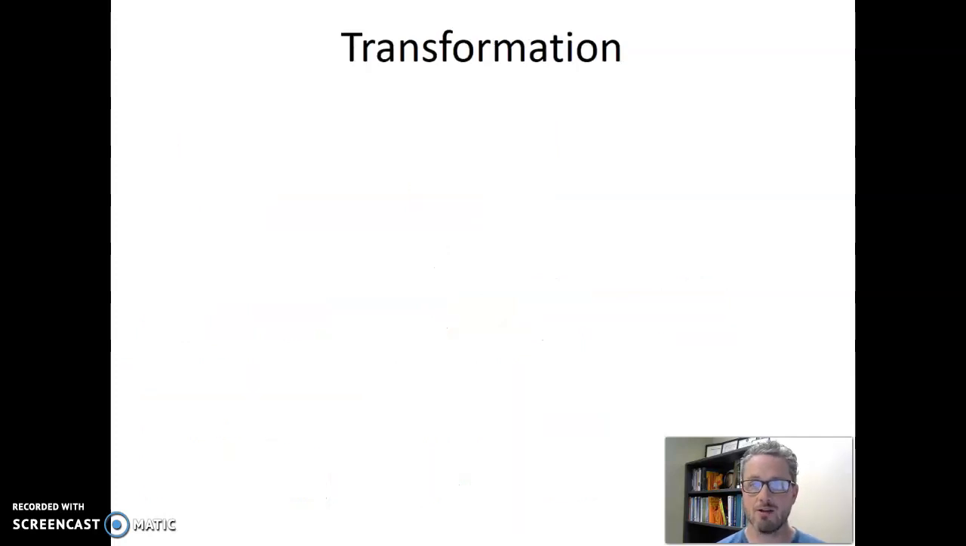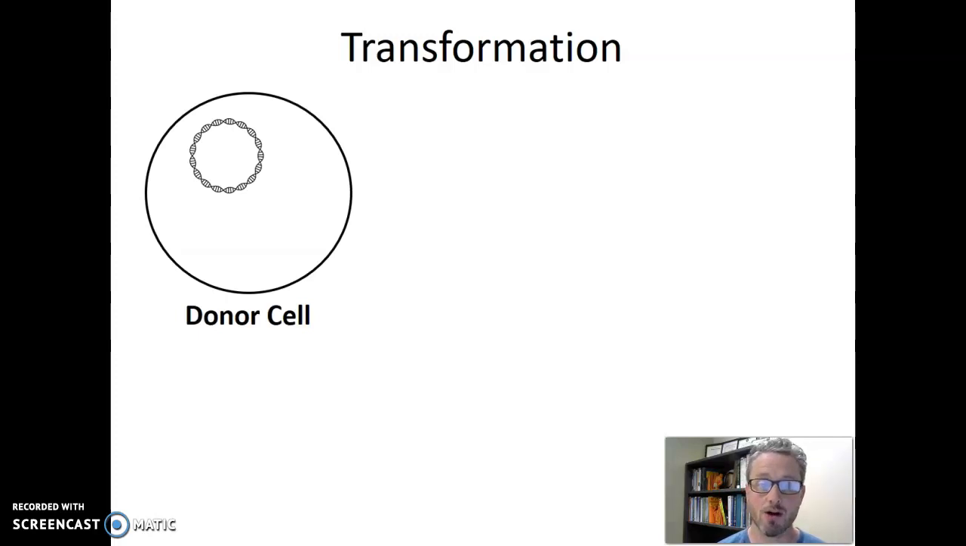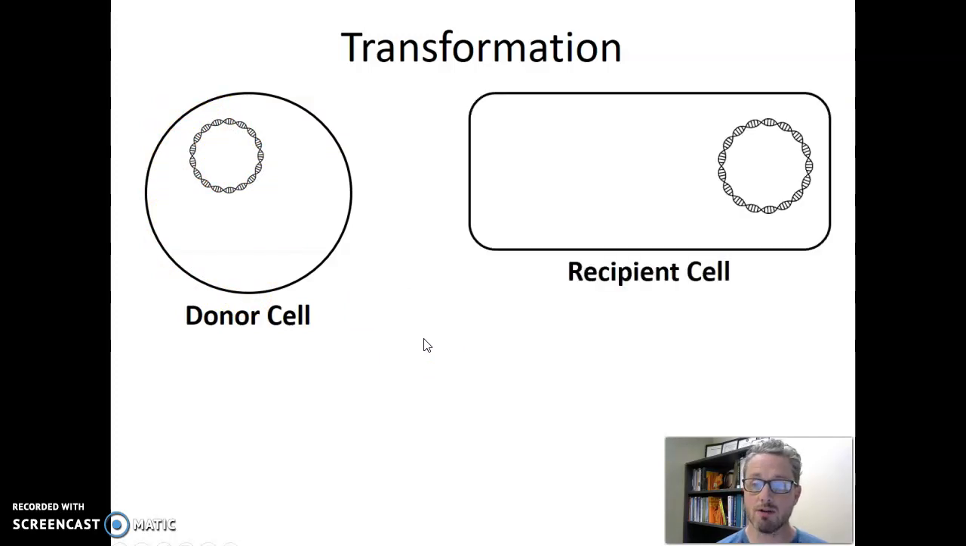So let's check out transformation. Again, transformation is a form of horizontal gene transfer. Again, horizontal gene transfer requires two cells. First, it requires a donor cell. So I've made a very simple coccus-shaped bacterial cell here, and it's got its chromosome inside of it. We'll also need a recipient cell.